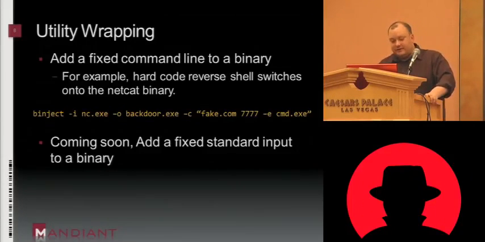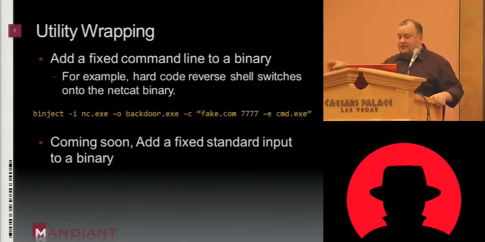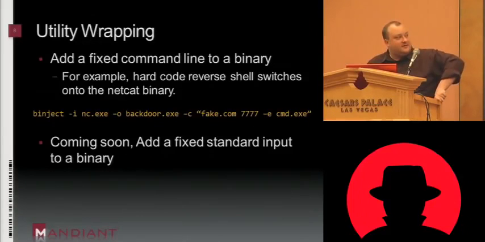So here's an example of wrapping netcat.exe to make it a persistent backdoor. All you have to do is make sure netcat gets launched, and it's always going to create a reverse shell. This reverse shell will connect out to fake.com on a certain port and launch a command shell connected to it. Eventually, I'd also like to get a function put in here to attach a fixed set of standard input to a binary, that sort of thing.